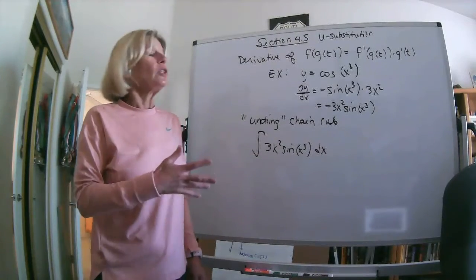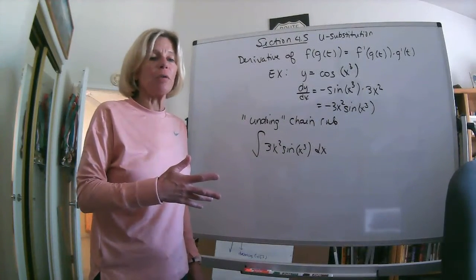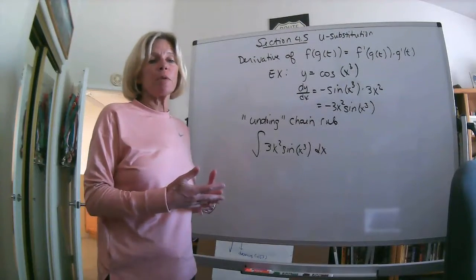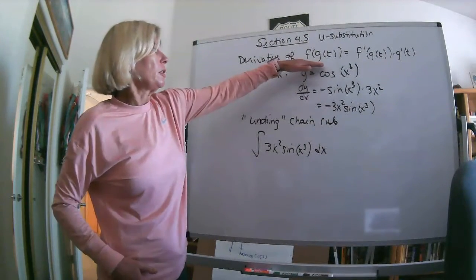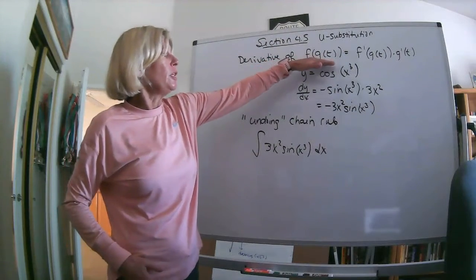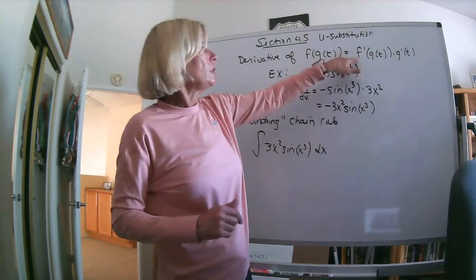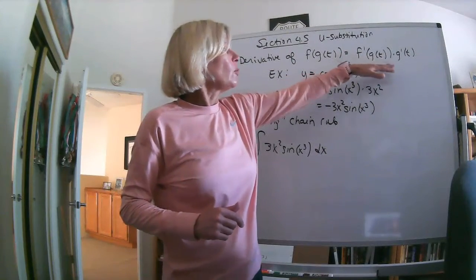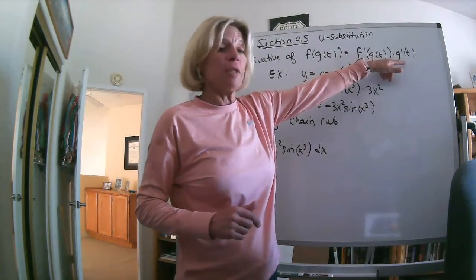This is going to be about using U-substitution to integrate composite functions. Before we integrate, let's look at what happens when we take the derivative of a composite function. So the derivative of f of g of t: I start on the outside and take the derivative f prime of g of t, and then I work my way in, g prime of t.